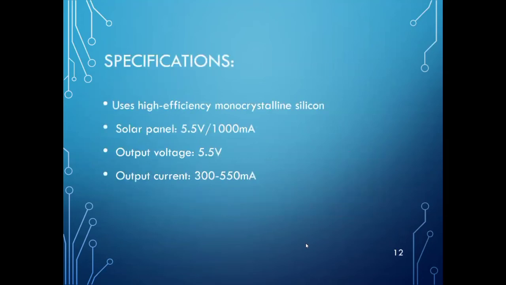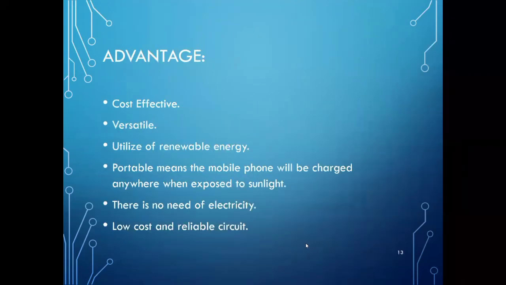Here are the specifications. Uses high efficiency monocrystalline silicon. Solar panel we have used 5.5 volt, 1000 milliampere. Output voltage is 5.5 volt. Output current is 300 to 550 milliampere.